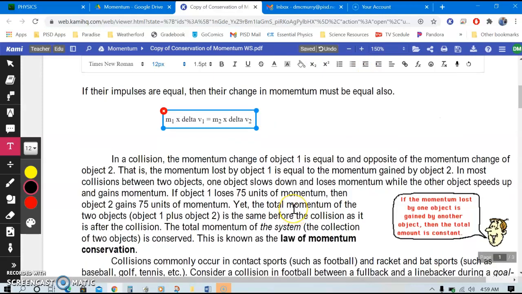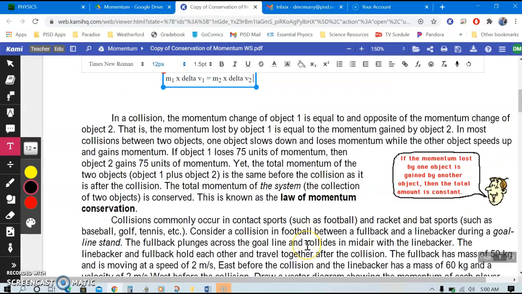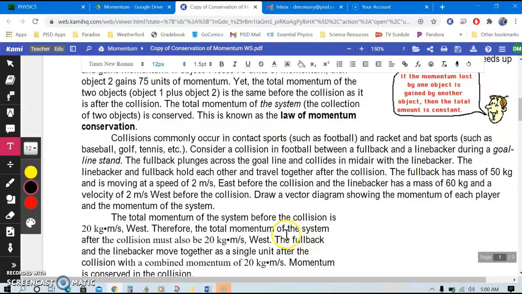Now, if their change in momentum is equal, then this explains why we can have conservation of momentum. In other words, if one object loses a certain amount of momentum, then the other object must gain it. That way, the total momentum of the system, the two objects, stays the same. That's the law of conservation of momentum. If one object loses momentum, the other object in the collision must gain it to make up for that.